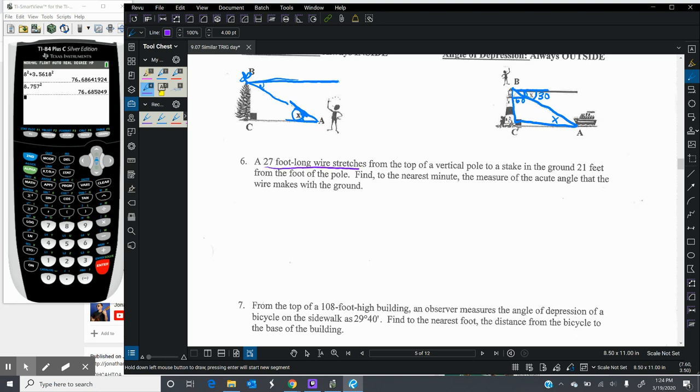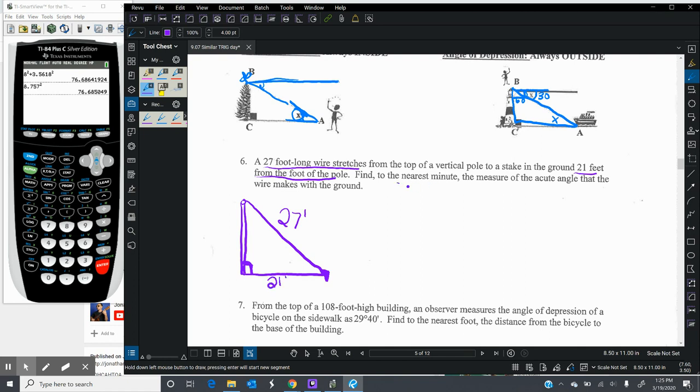A 27-foot-long wire stretches from the top of a vertical pole down to a stake in the ground 21 feet from the foot of the pole. So if I draw a pole here, we're going to know that the pole is perpendicular to the ground, and we should have some wording in there to usually tell us that, but we're going to make an assumption today. So a 27-foot-long wire stretches from the top to a stake in the ground. So if there's a stake in the ground here, like a telephone pole, that wire is 27 feet. And the stake is 21 feet out from the foot of the pole.